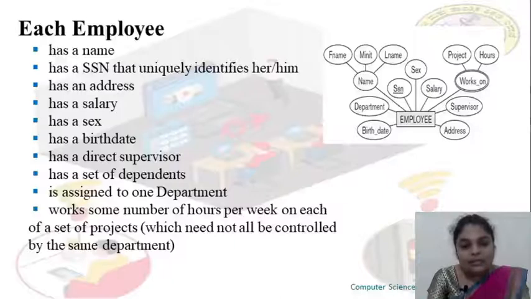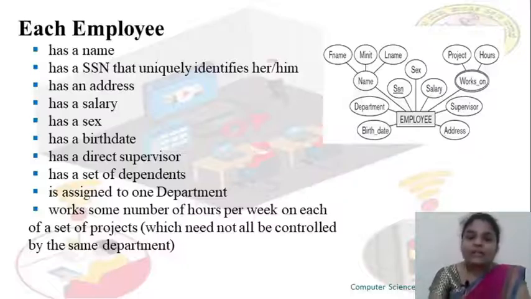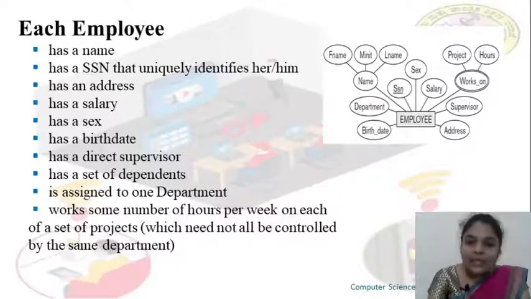The gender, the birth date, and under whom the employee is working, that is the direct supervisor, and how many are all working under that particular person. There is a set of dependents; I'll come to this later. And to which department he is working. And the works-on, the number of hours per week the employee has been working. All this is recorded in the database, and it has to be recorded in the database. As I said previously, in the diagram you can see that there is a line below SSN.